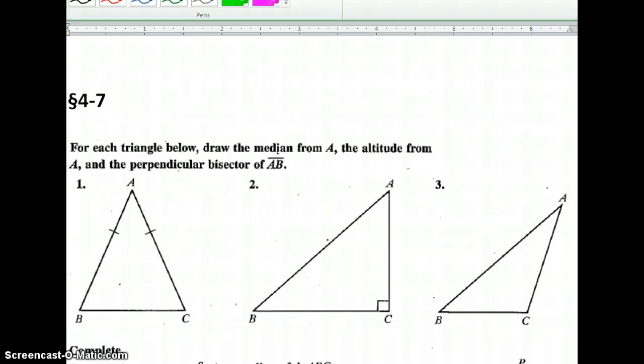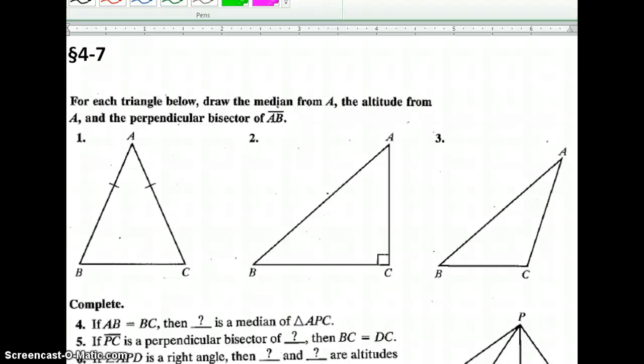Okay, 4-7, last section. Here we go. And I've got about 8 minutes left. Draw the median from A. All right, so for a median, it has to connect to the opposite side's midpoint. So I find the midpoint, and of course this could be a construction for you. You have to construct that midpoint and then connect it to A. The altitude from A, oh, guess what? If this is isosceles, I'm already done. This median also happens to be the altitude. If it's isosceles, that's not always going to happen.